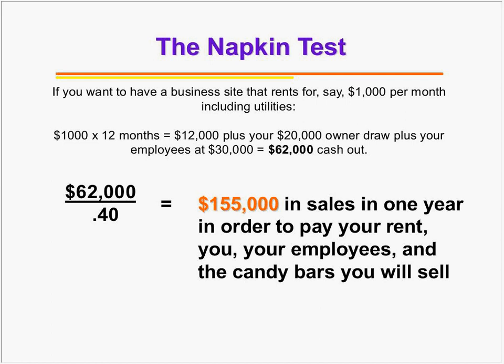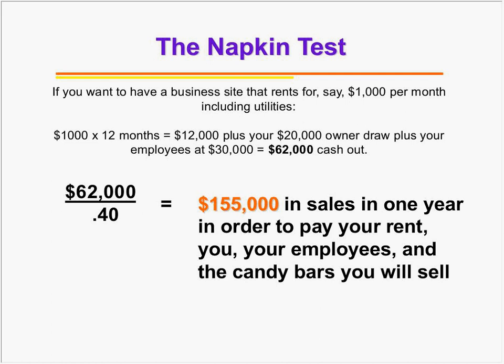And when you're working with a business, it's not as simple as the candy bars, but you're really able to help them understand, and they can kind of figure it out for themselves after you put it to them, let them know and help them to understand the simple way. If you want a business site and say it rents for $1,000 a month, including utilities, well, you have to figure out if you've got the sales in order to cover that. You figure it out again: $1,000 times 12 months, $12,000, plus your $20,000 owner's draw, plus your employees at $30,000.